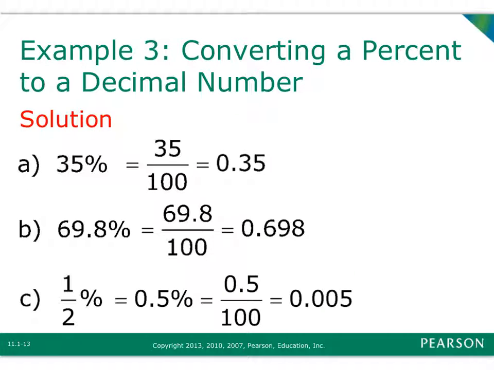So obviously, for 35%, 35 divided by 100 is 0.35. We have 69.8, and we do 69.8 divided by 100, which is 0.698. And finally, for 0.5%, we divide 0.5 by 100. Now we have 0.005.